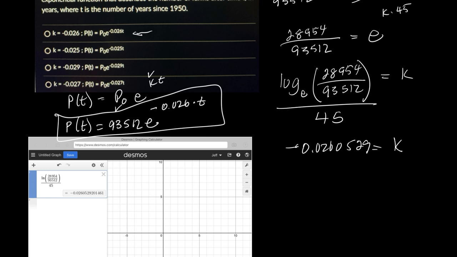Oh, they didn't plug in the P0. Yeah, to write that function, usually you would write in what your initial term was, but they put P0 for all of them. Anyway, that's the one I would pick.